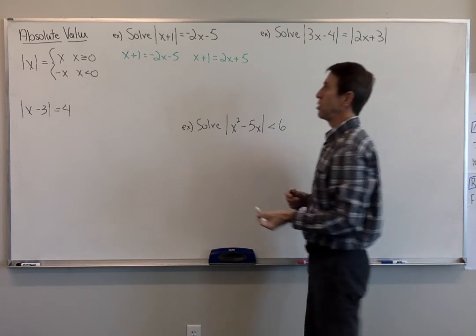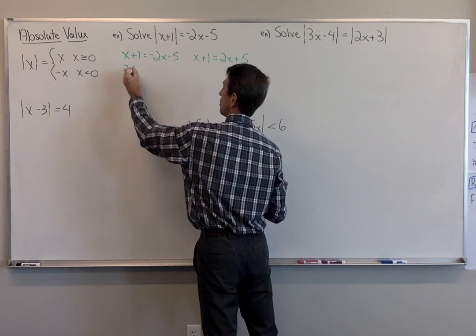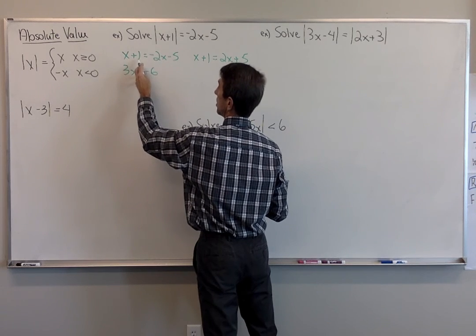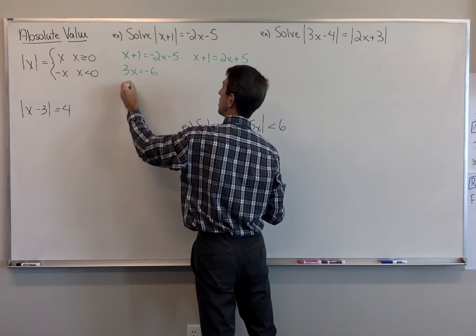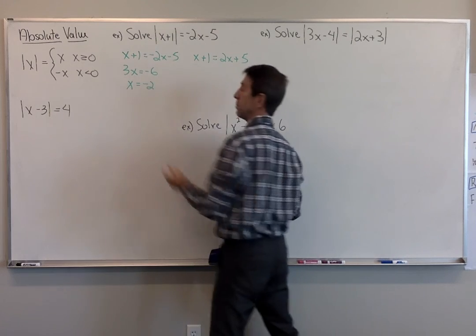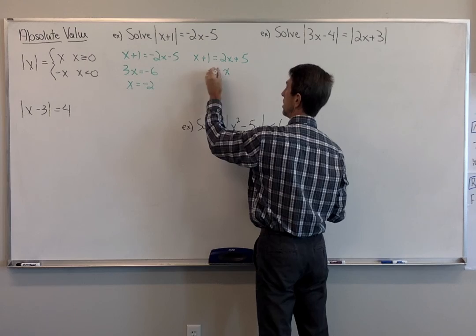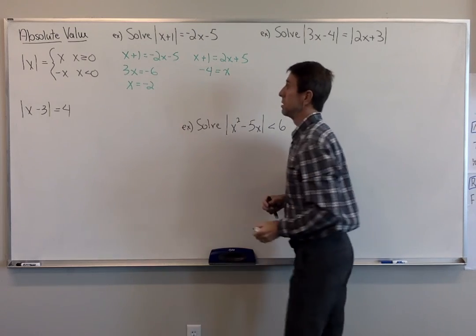Now, as we solve each one separately, this becomes 3x equals negative 6. That's right, 3x. Subtract 1, negative 6. x equals -2. Here we have x equals -4, and that's it.